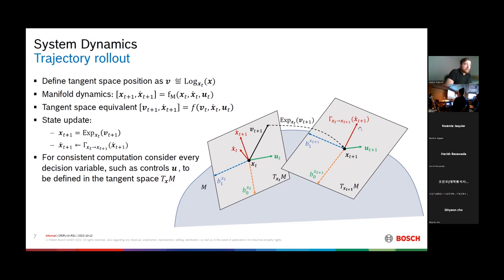And we use this parallel transport operation. If you take a close look, the angle between this vector and the basis will remain constant after the parallel transportation. But in the ambient space, they obviously are not parallel. You can see also that we will consider the controls to be defined in the tangent space of the state at the current time. Okay, so this is how I can roll out my trajectory.